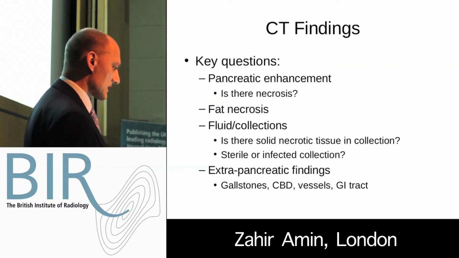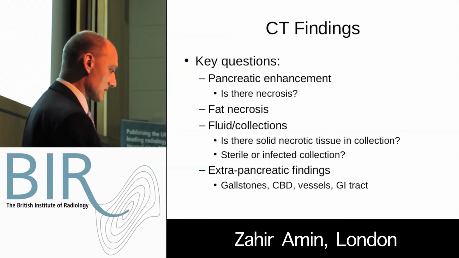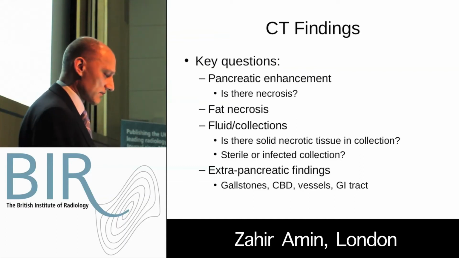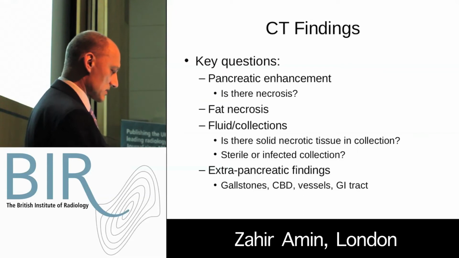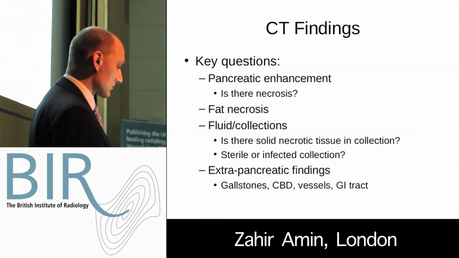The key questions on CT is the degree of pancreatic enhancement. Is there non-enhancement indicating necrosis? Is there fat necrosis, which is also important? The pancreas may enhance normally, but there may be necrotic change in the surrounding fat. And in terms of looking at the collections, we need to see whether there's any solid necrotic tissue in the collection or is it simply a fluid collection. And then are there any features of infection? We should also look at the extrapancreatic findings, the gallbladder, bile duct, the vessels around the pancreas, and also the gut.